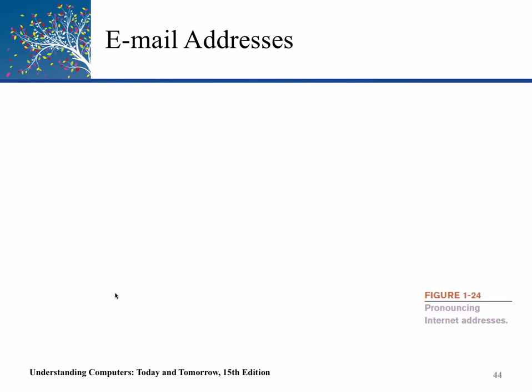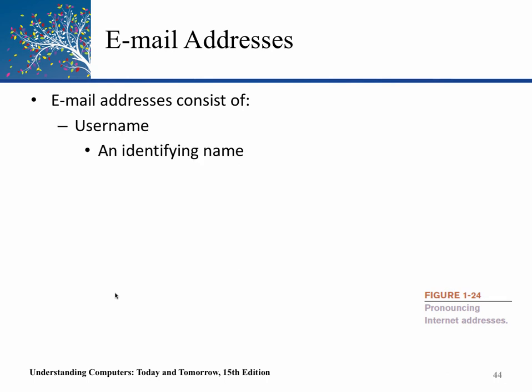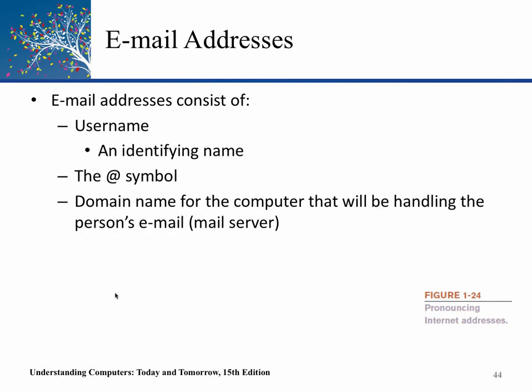Now let's talk about email addresses. Email addresses typically consist of three components. There's the username, which is the identifying name. Then there's the @ symbol. And lastly, there's the domain name of the computer that's handling the person's email server. So for example, I am Elizabeth.Unseld at wku.edu.